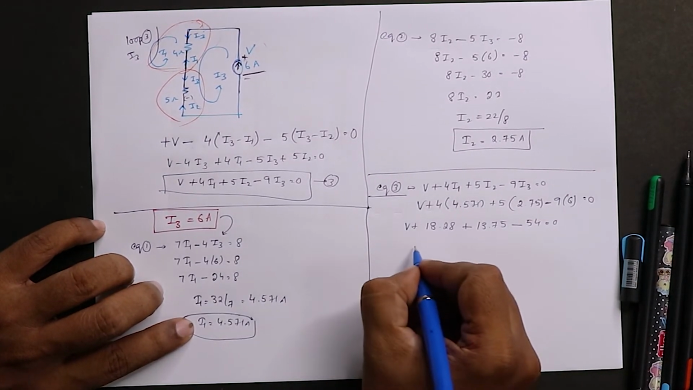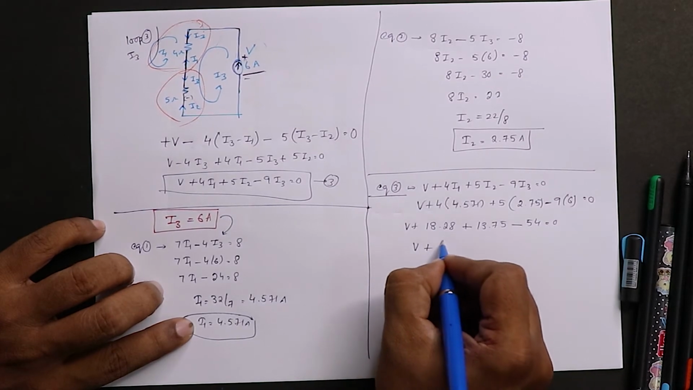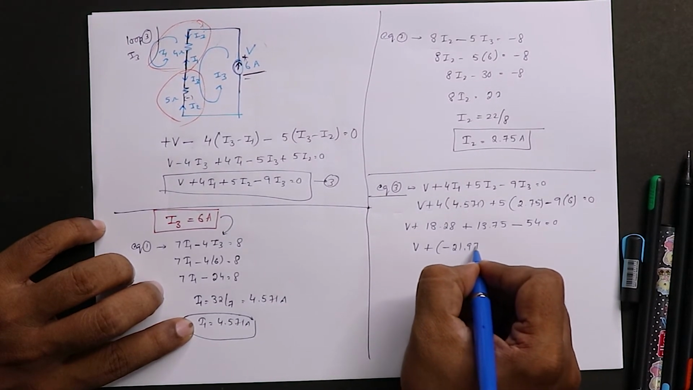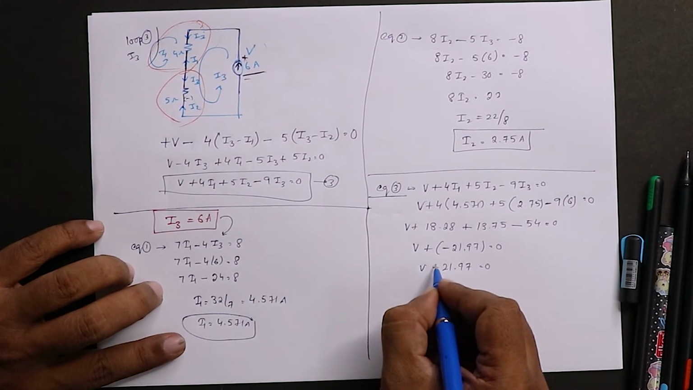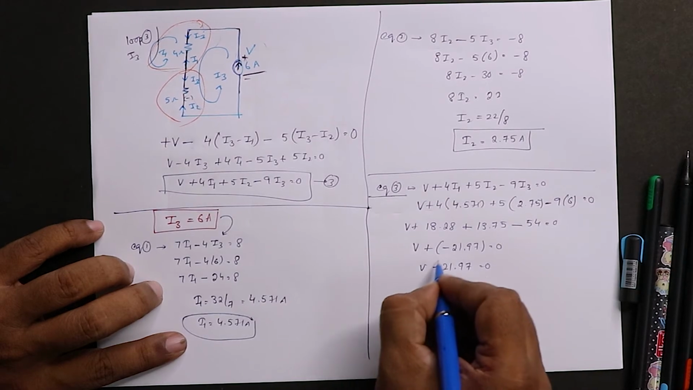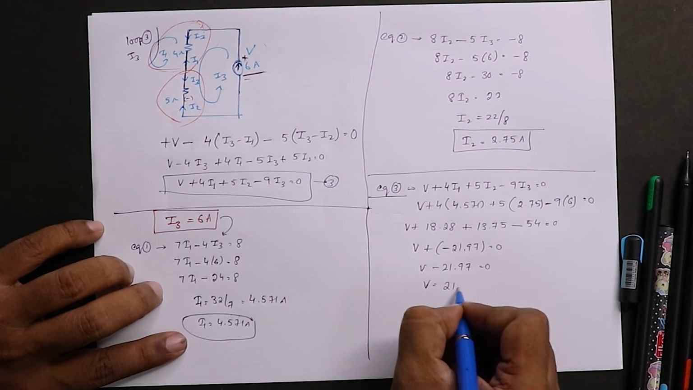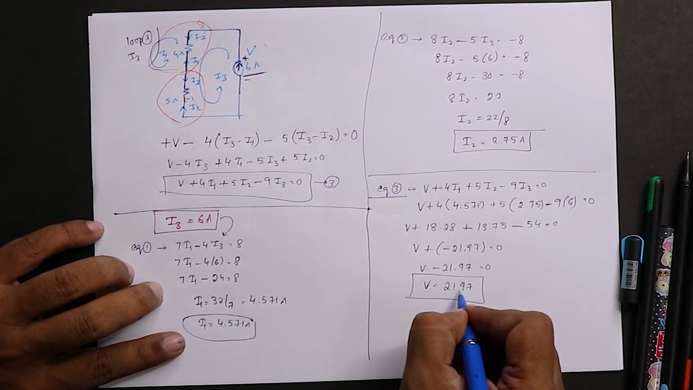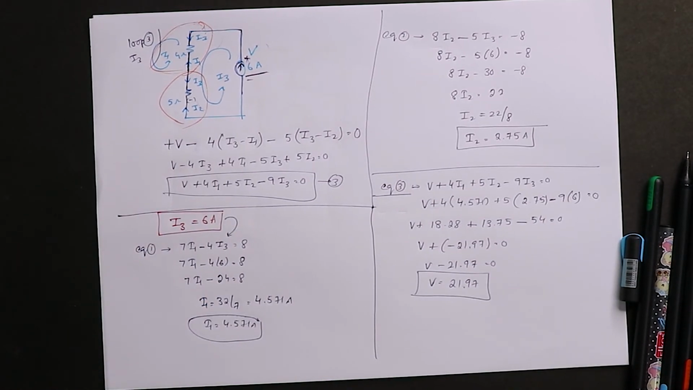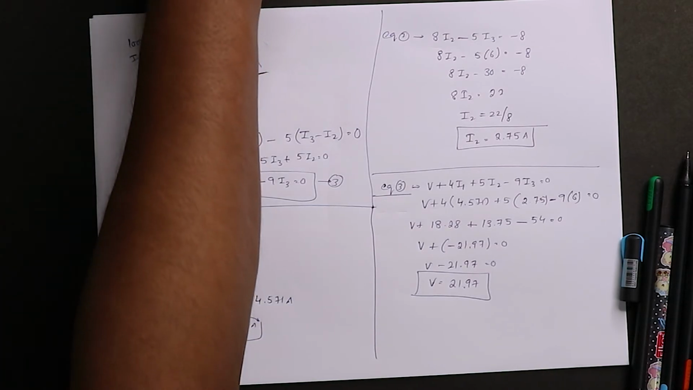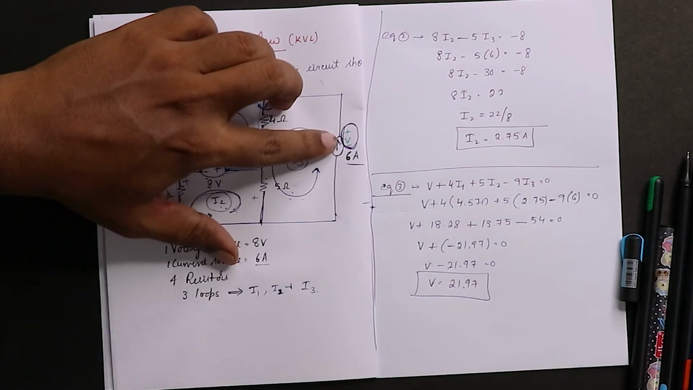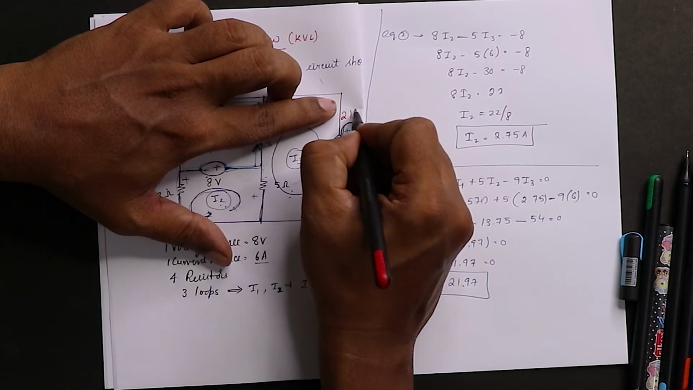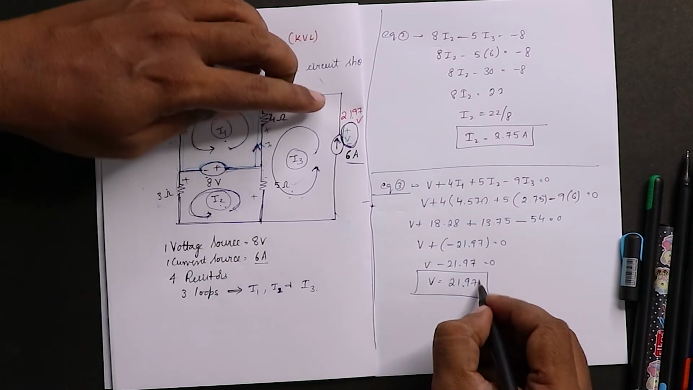So if I solve this, it becomes minus 21.9. So V minus 21.9. Now I'll send this minus 21.9 to the other side. So V is equal to 21.9. Directly I got an answer. V is equal to 21.97. See how simple it is. Even though we got a complex problem, we are doing it very simply. Now let me write the answers. Here V is equal to 21.97 volts.